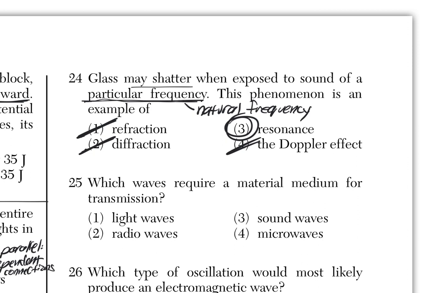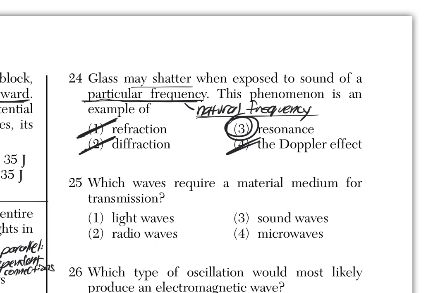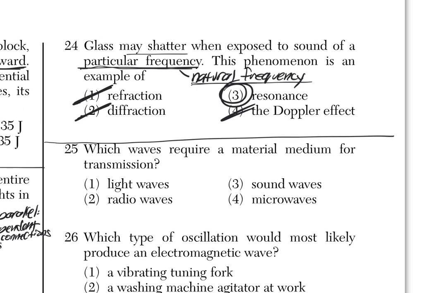But it's resonance. Resonance is when you hit something with a wave at its natural frequency. Could be light, could be sound. You hit that object at its natural frequency, it will vibrate along with the wave, but the amplitude of the vibration is going to increase a lot. And so if that's glass and it starts to vibrate a lot, it's going to shatter that glass. So that's what resonance is. But there you go. 24.